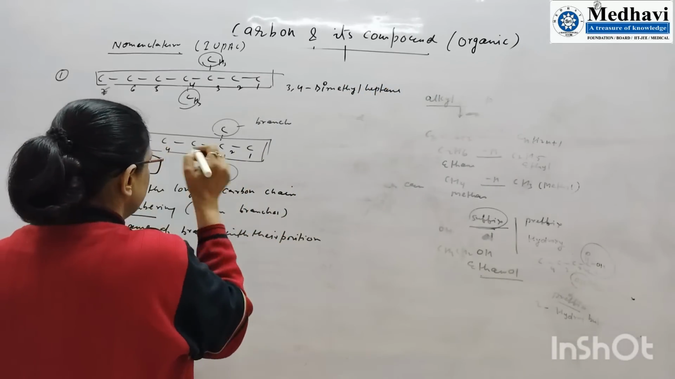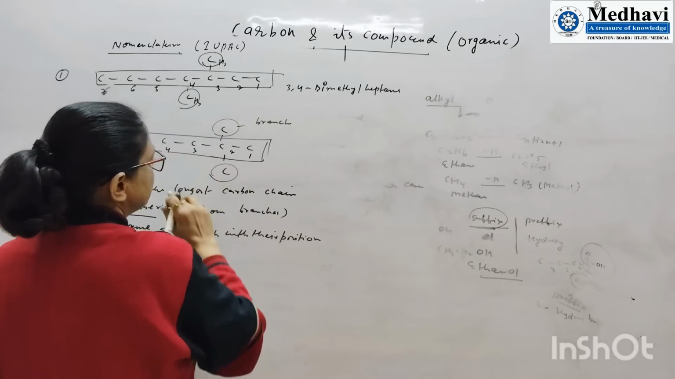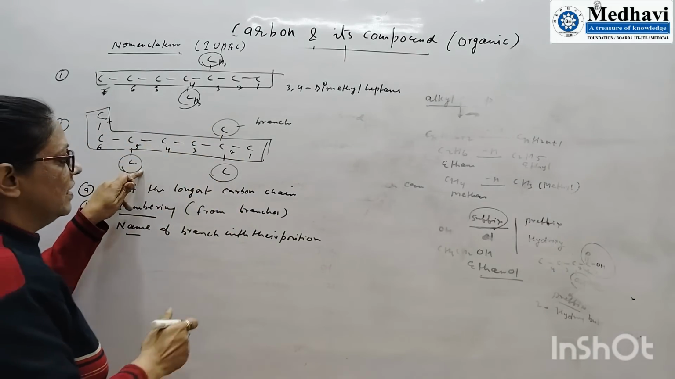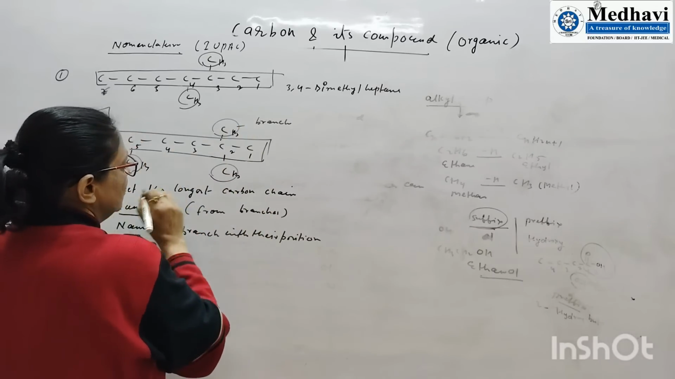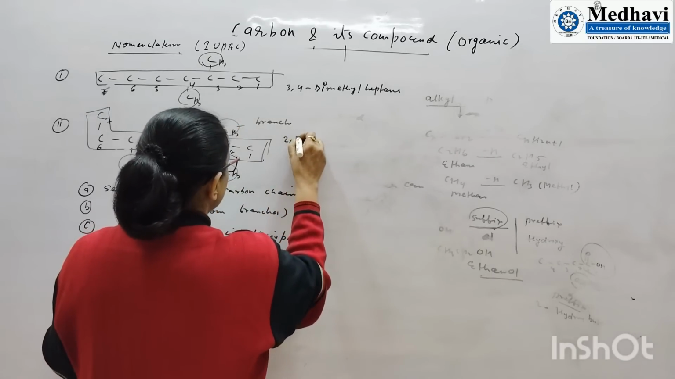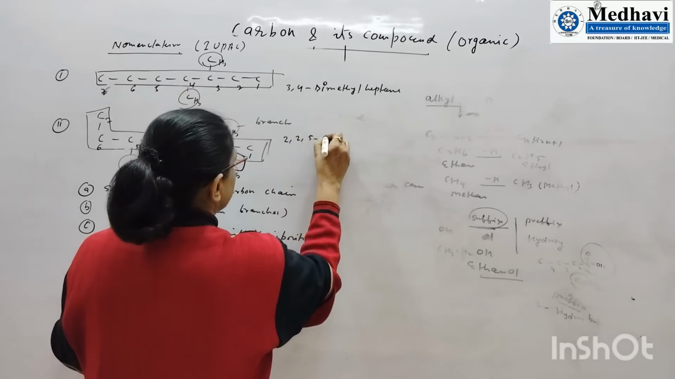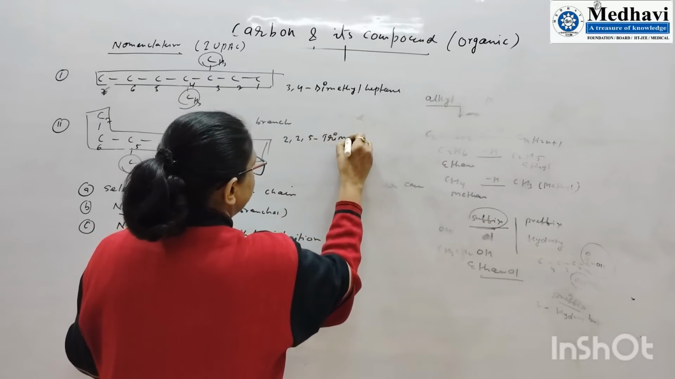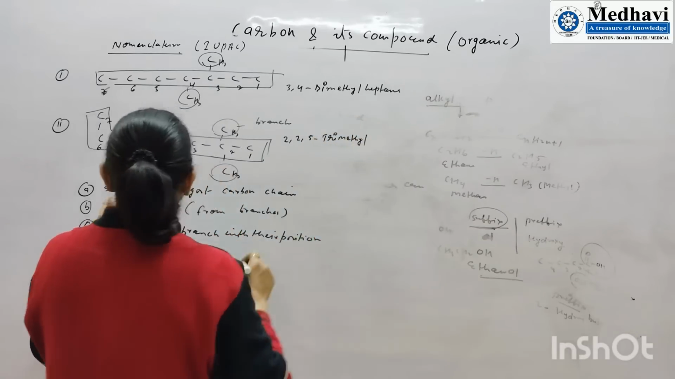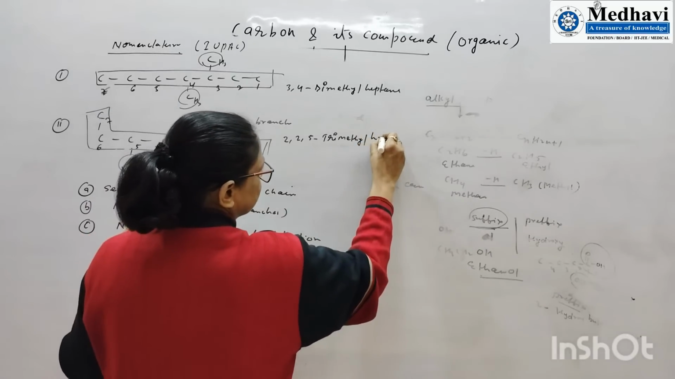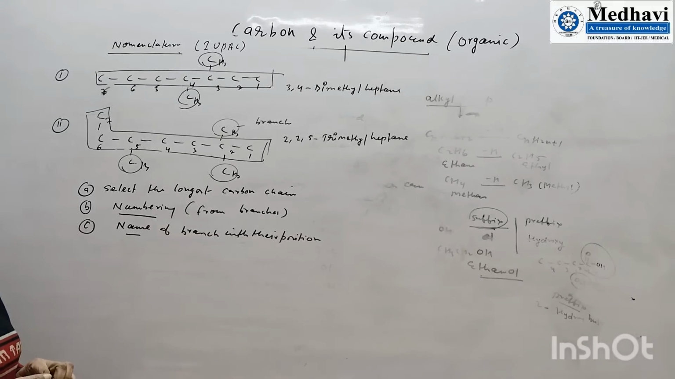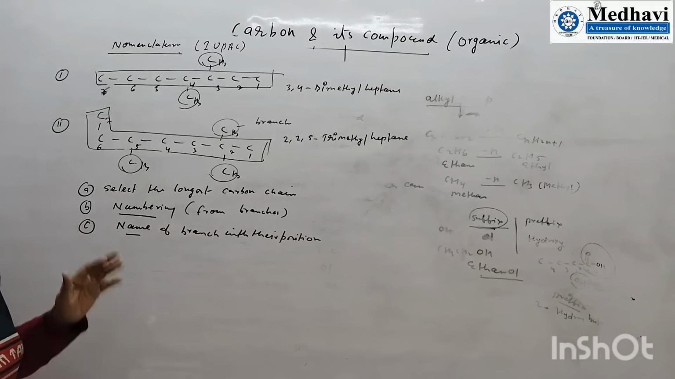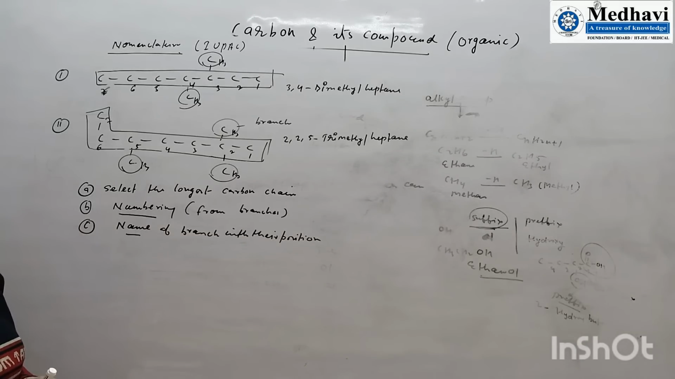Here again three branches are there, all in the same category: methyl, methyl, methyl. One carbon means methyl, two carbon means ethyl. So here we can write 2, 2 and 5. Here we use trimethyl: trimethyl heptane. This is the information. In this way we can write the IUPAC name of a compound.